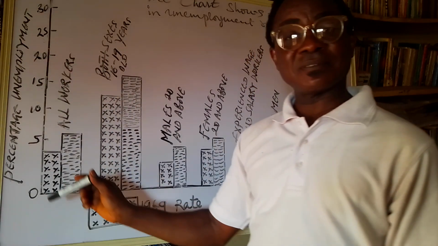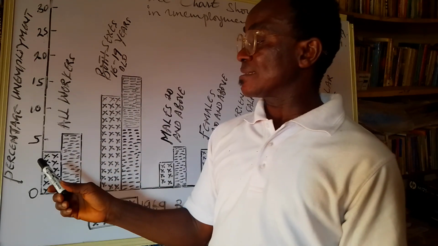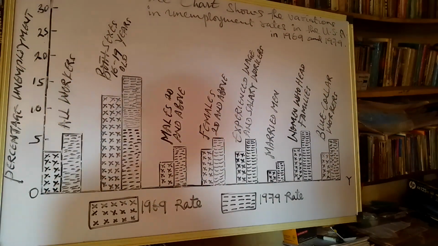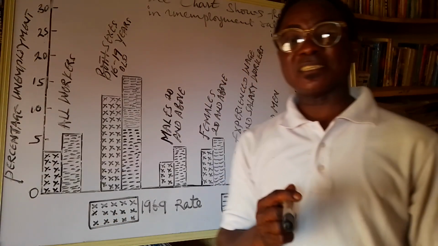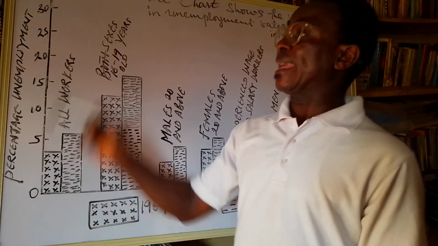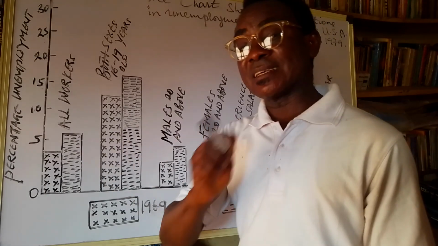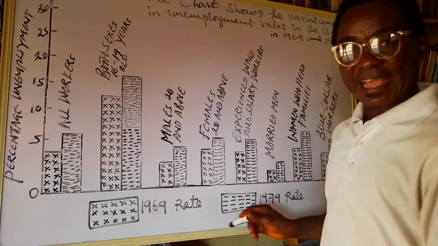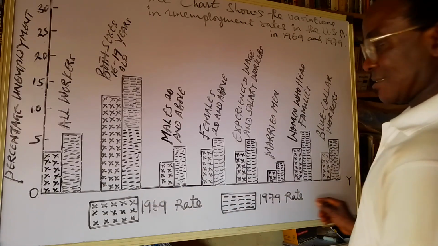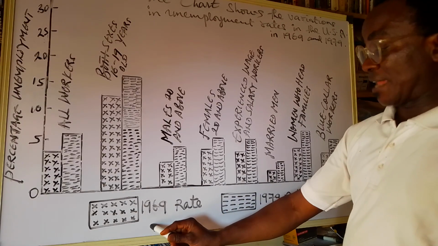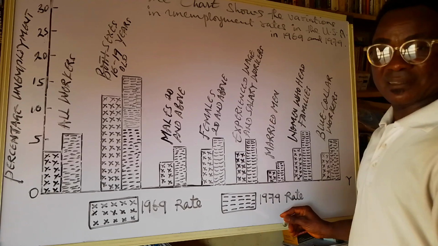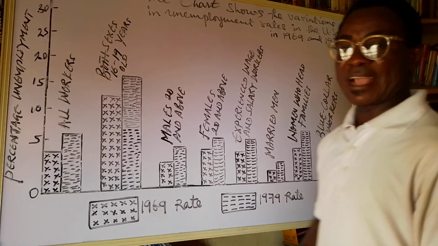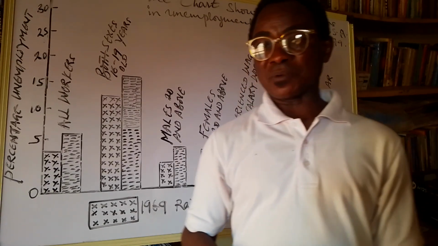Why are these values dependent? It is because the percentage unemployment cannot increase or rise in a vacuum. It depends on the years. So the horizontal axis, where we have the years 1969 rates and 1979 rates, represents the independent variable. So the years are examples of the independent variables.